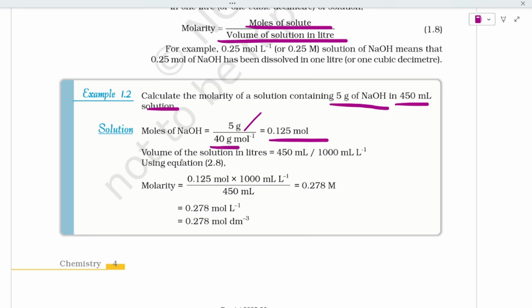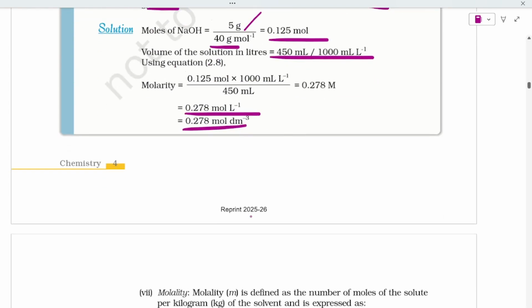And volume of solution, like they have asked about molarity, right? So volume of solution in liter you have to find. They have given in ml and you divide by 1000, and you will get the value. And if you do, you can keep it as mole per liter, or mole per dm cube. Okay.